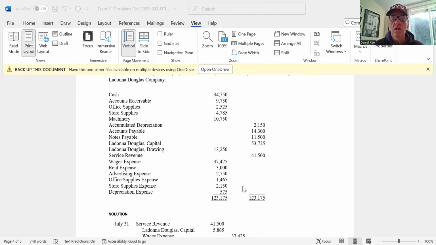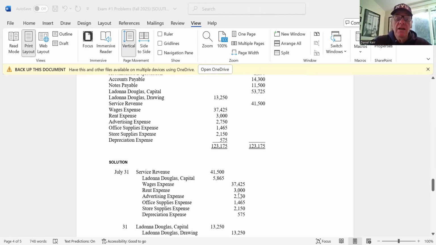There were basically two closing entries. The first closing entry closed out revenue and expenses, and the difference between the revenue and expenses was either a credit to capital if the revenues were larger than the expenses, or, in the case that we had here, since the expenses were larger than the revenue, you ended up with a debit to capital. So there were two entries.